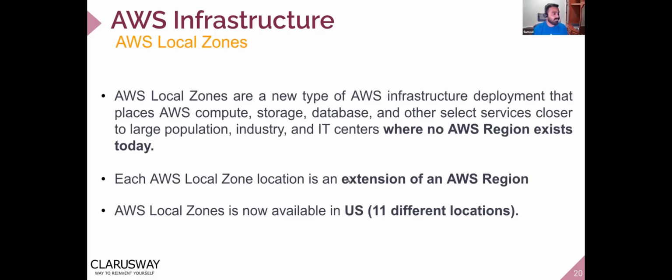Each AWS Local Zone location is an extension of an AWS region. It has the same content, same networking backend, everything. It's just going to be an extension of an AWS region. AWS Local Zones is now available in the US in 11 different locations.